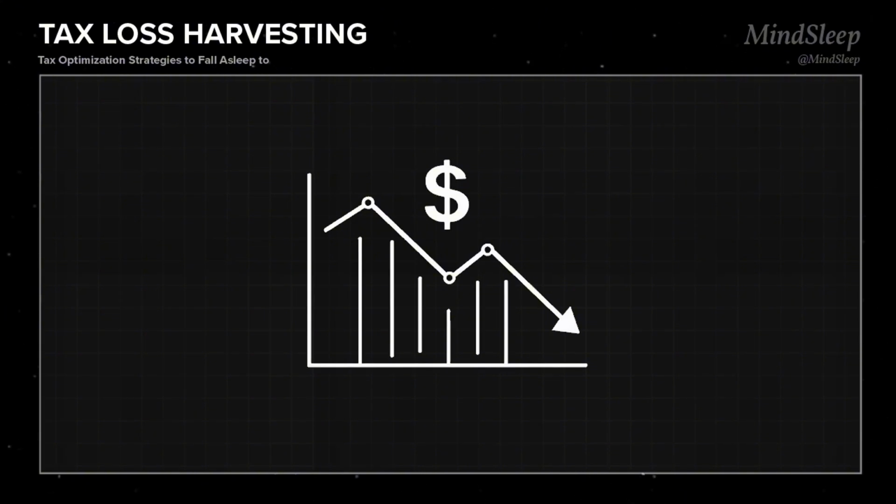The timing of tax loss harvesting activities also plays a crucial role in its effectiveness. While many investors focus on harvesting losses at the end of the calendar year, a more proactive approach involves monitoring for opportunities throughout the year. Market volatility, which can occur at any time, often presents prime opportunities for tax loss harvesting. This ongoing vigilance can potentially increase the strategy's effectiveness and provide more flexibility in managing your tax situation.